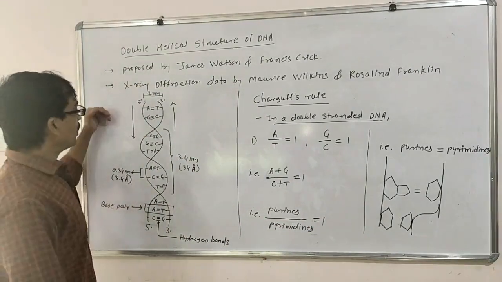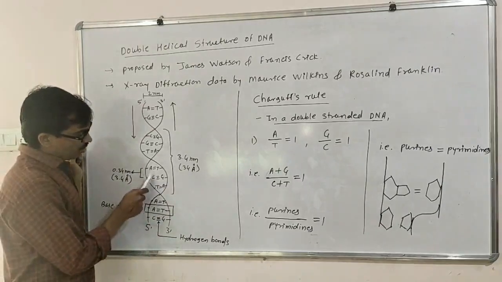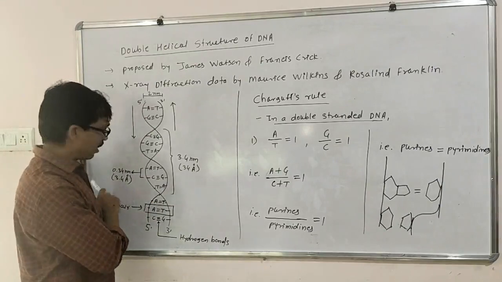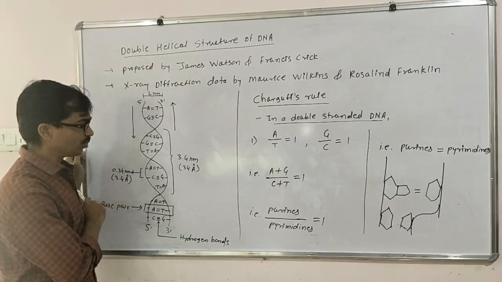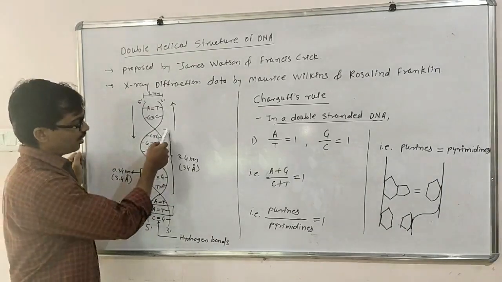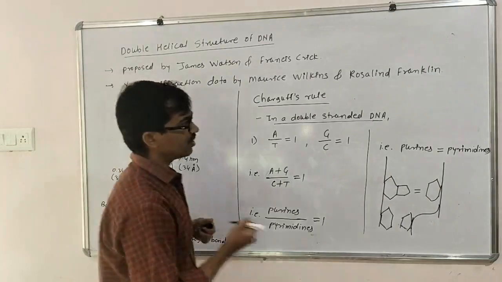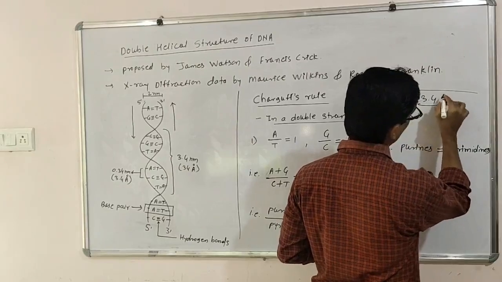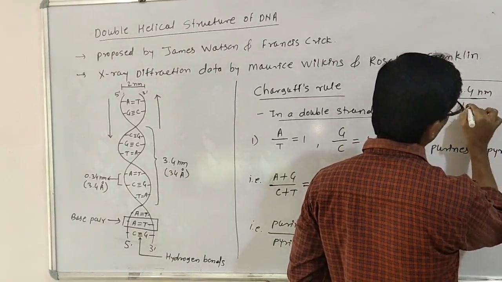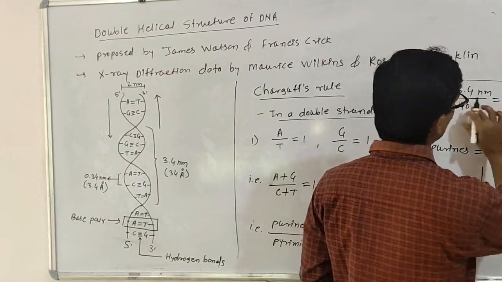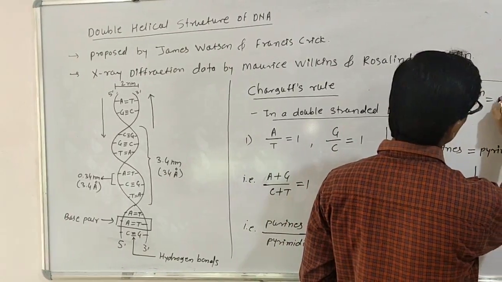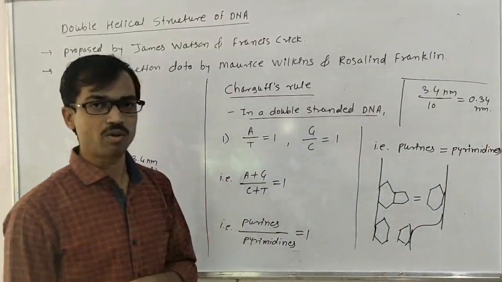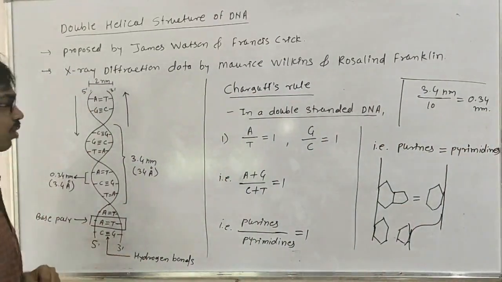Third aspect done. The fourth aspect is that the distance between every two base pairs is always 0.34 nanometer or 3.4 angstrom unit, and that can be calculated because one turn contains 10 base pairs and the length of the total turn is 3.4 nanometer. So 10 base pairs are present in each turn, so the distance between every two base pairs comes out to be 0.34 nanometer or 3.4 angstrom unit.